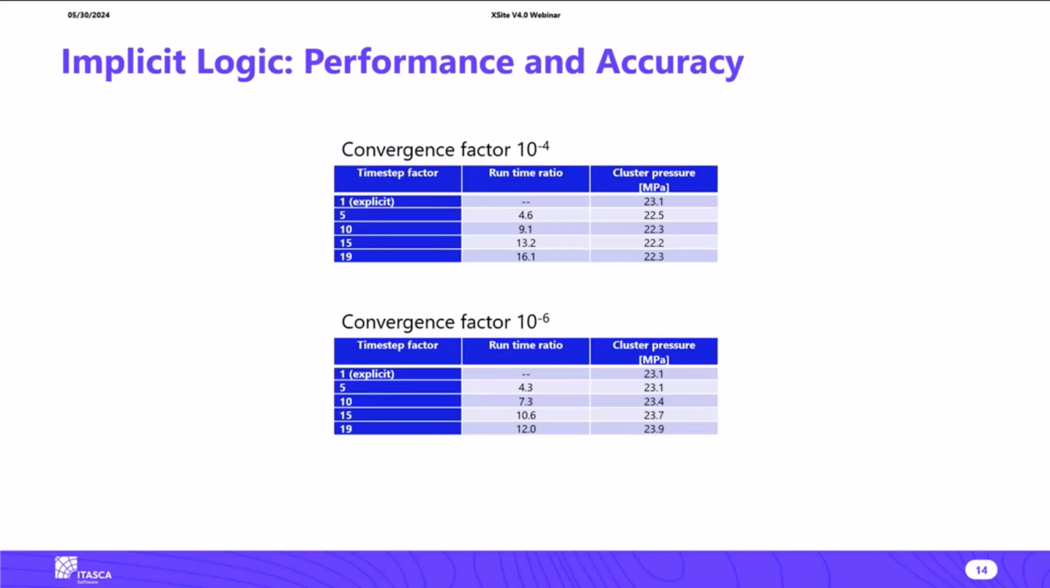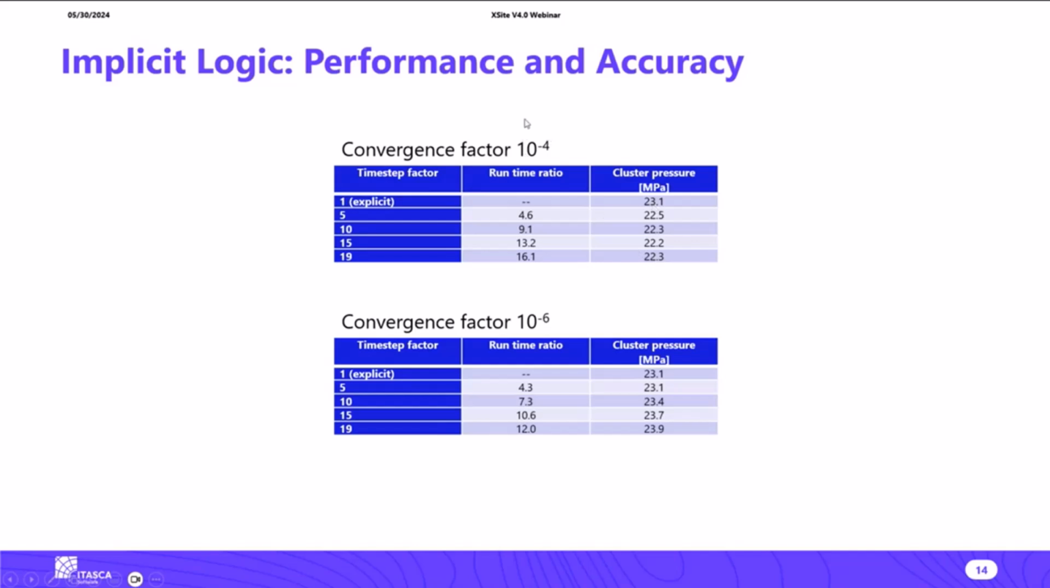Clearly, the reason why the runtime ratio is not equal to the time step multiplication factor is that when we do implicit logic, it's an iterative scheme. So basically, during that time step, we are iterating multiple times. That's why the gain, for example, if we use a factor of 19, it's not 19, but somewhat less. But you can see also that there is error associated with using this implicit scheme and longer time step. So instead of 23.1, we have 22.3.